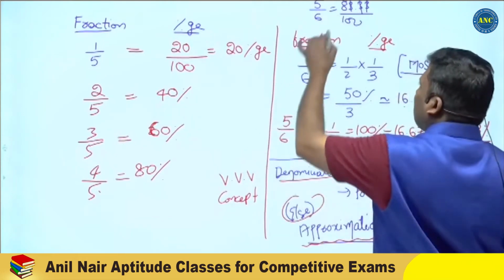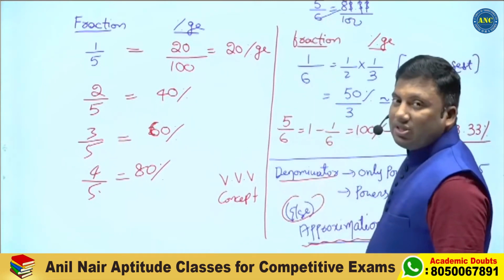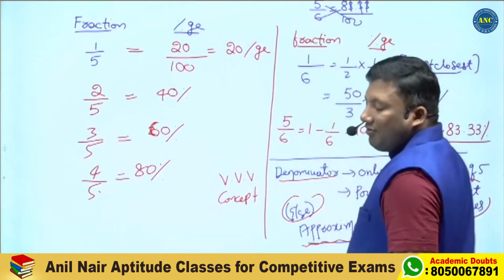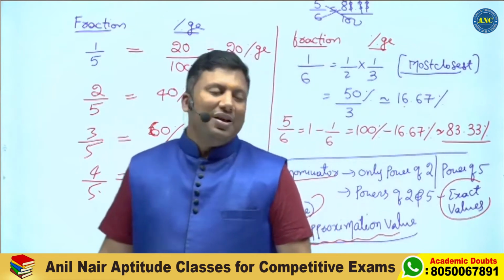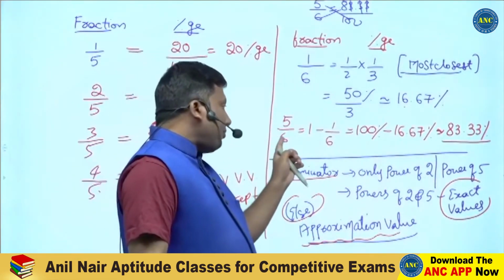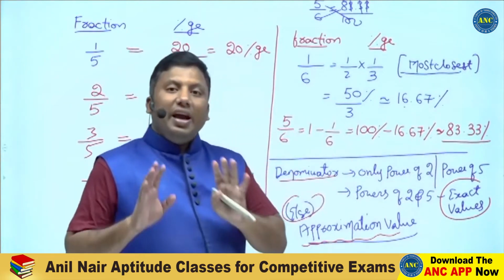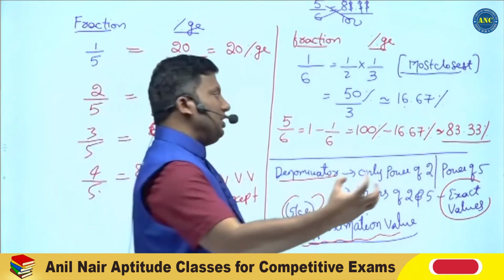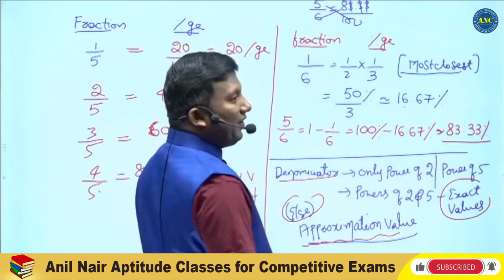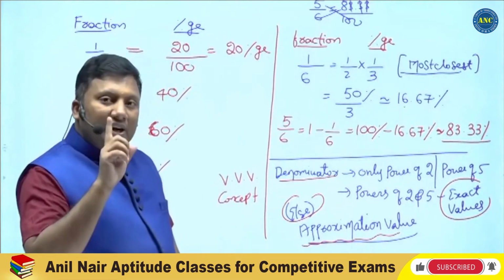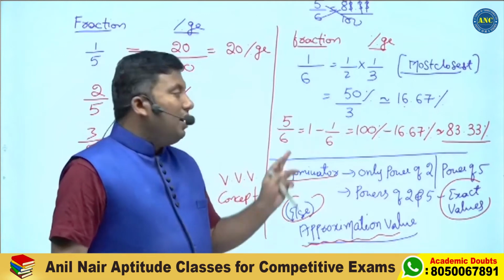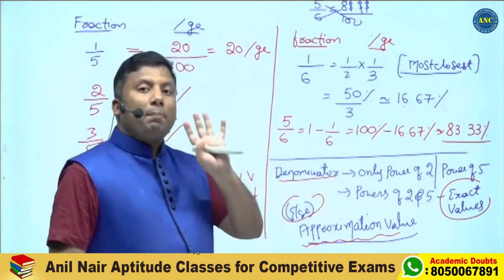17 it is 8. 8 6s are 48. 4 plus 8, 12. 1 plus 2, 3. 5 into 1, 5. 3 is not equivalent to 5. How come it will be equivalent to? 5 by 6, most closest it is 83.33 percentage. 83.33 percentage, nearest fraction will be 5 by 6. Especially when the denominator is derived from any number other than 2 and 5, please do not cross multiply and apply digital sum.